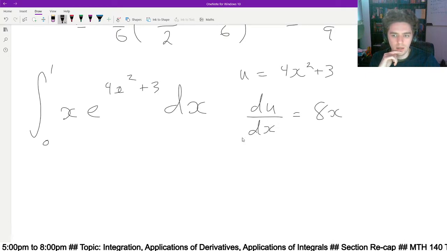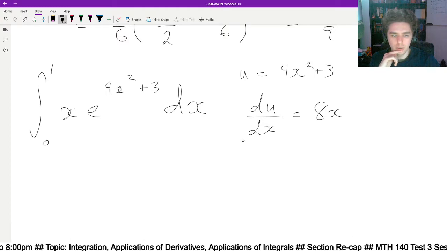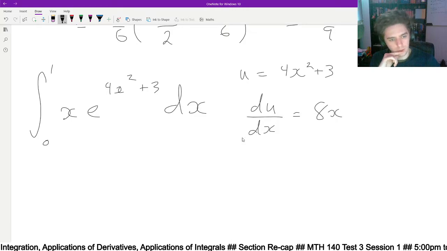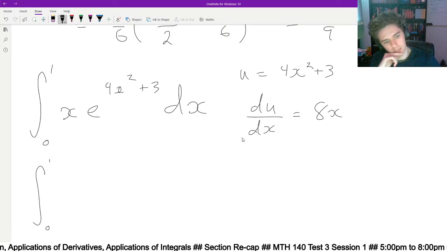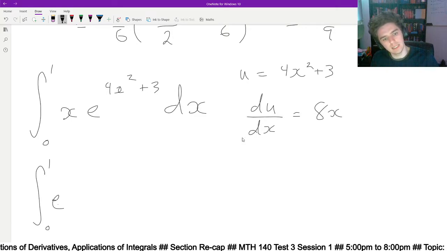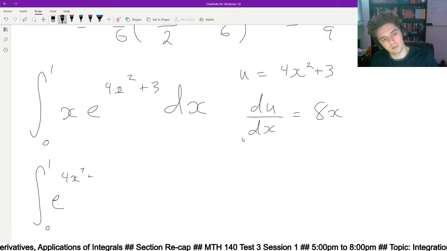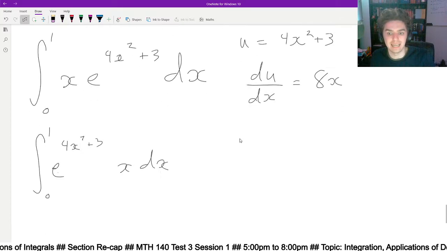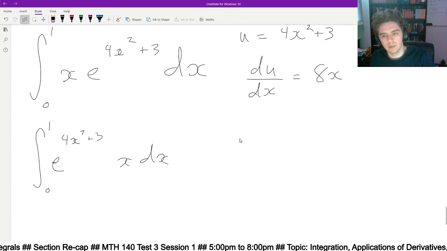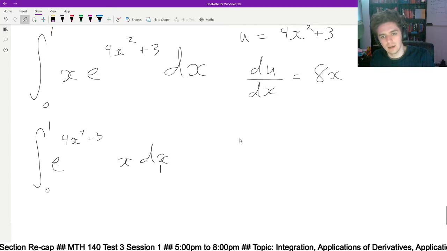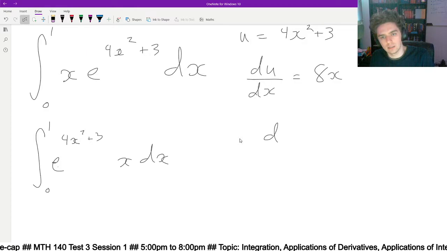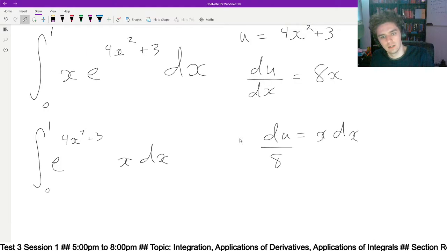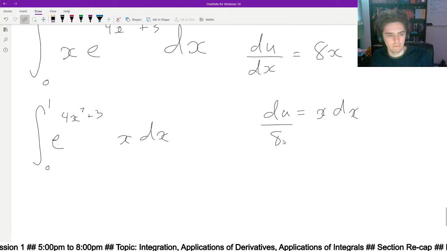And so what I'm going to do is, notice here I can rearrange this to be e to the 4x squared plus 3 x dx. So I want to have an expression for x dx. To do that, I would just say, can I do this? So du over 8 equals x dx. Pretty sure. Yep, that sounds right.